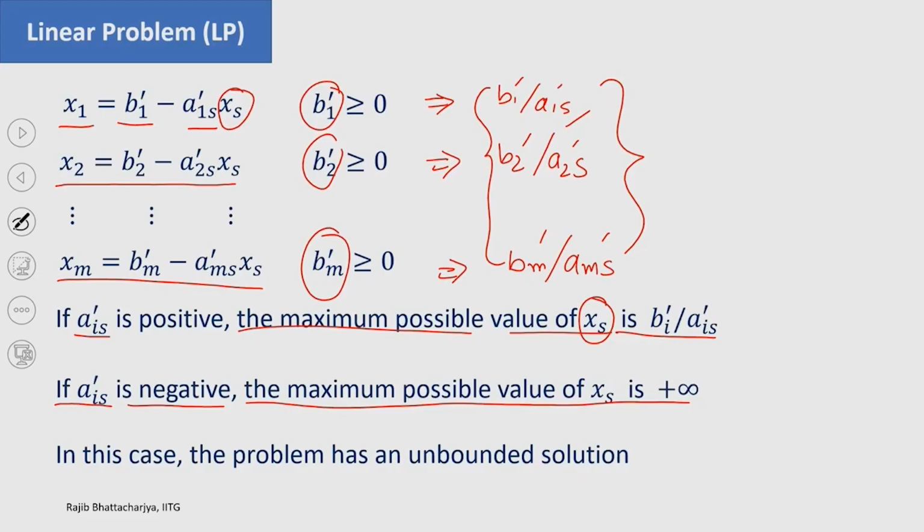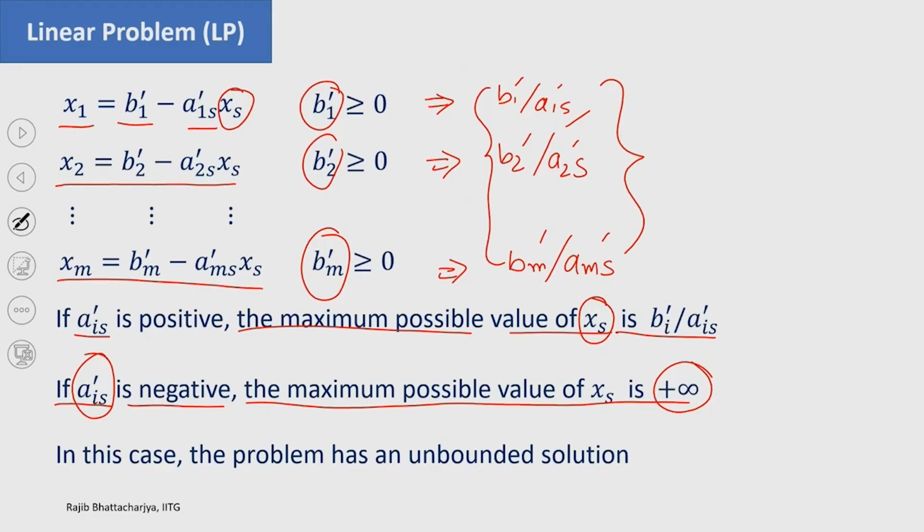So, we have to take the minimum one, and if any coefficient is negative, we have to ignore it, because if it is negative, then the maximum possible value of xs is infinity, that means xs can go up to infinity. Infinity means that it is an unbounded solution. Therefore, we will not calculate, or we will ignore, the equation having Ais dash negative. So, that we will ignore, and for other cases we will calculate these ratios, that is Bi dash by Ai dash, and we should take the minimum one in order to avoid the infeasible solution.